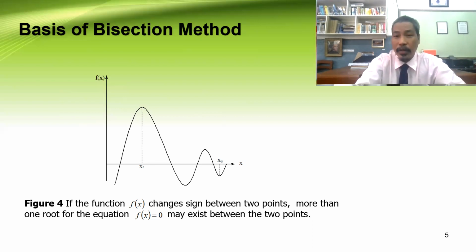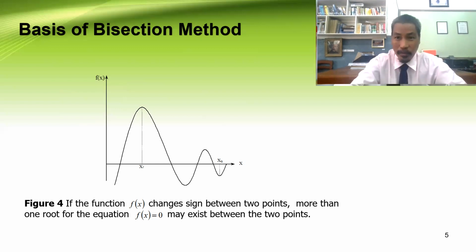It is possible that there is an odd number of roots if there is a change in sign. If the function changes in sign from negative to positive or from positive to negative, like this one, it is possible that the function has an odd number of roots. Therefore, the statement of the theorem that the function has at least one root is correct, because 1 is an odd number.